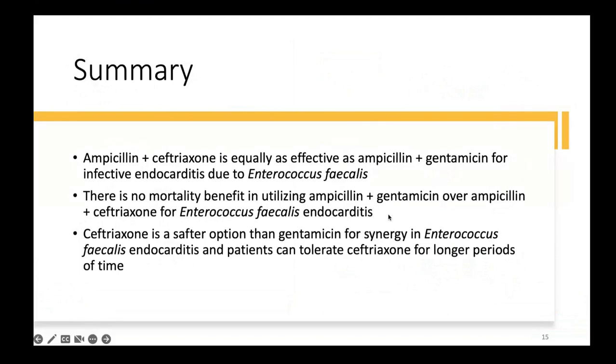So in summary, ampicillin and ceftriaxone are equally as effective as ampicillin and gentamicin for infective endocarditis due to Enterococcus faecalis, and there is no mortality benefit when using AMP gentamicin over AmpCeftriaxone. And then finally, ceftriaxone is going to be a safer option than gentamicin for synergy, and patients can tolerate ceftriaxone for longer periods of time.